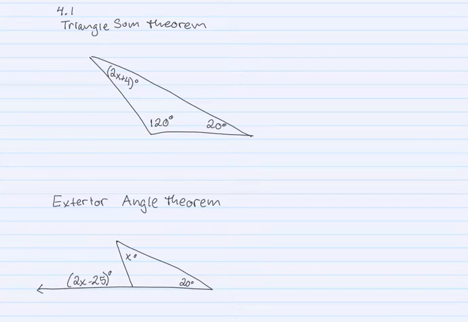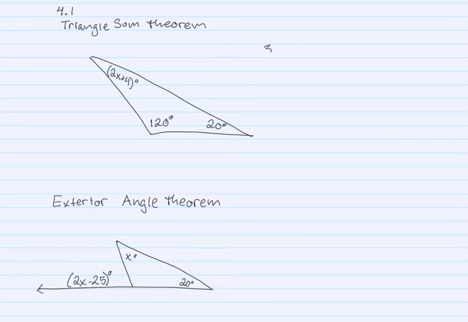In this video, we will be reviewing Chapter 4, which covers 5 of the triangle congruence theorems, as well as some additional theorems as well. So first, in Section 4.1, we discussed 2 theorems. One was the triangle sum theorem.